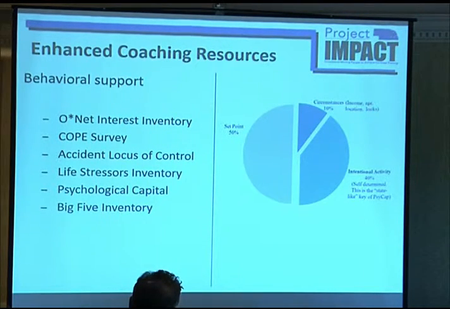Our behavioral battery takes a while for students to do, but it includes the O*NET interest survey, COPE survey, locus of control, life stressors, psychological capital, Big Five inventory. They're all on one of the handouts there, so I'm not going to go into it all. We have it set up through the university where they are doing it as a single battery of tests, but they're all easily available. The links that are on there are places where you can pull those tests online if you decide you want to use them as they are.